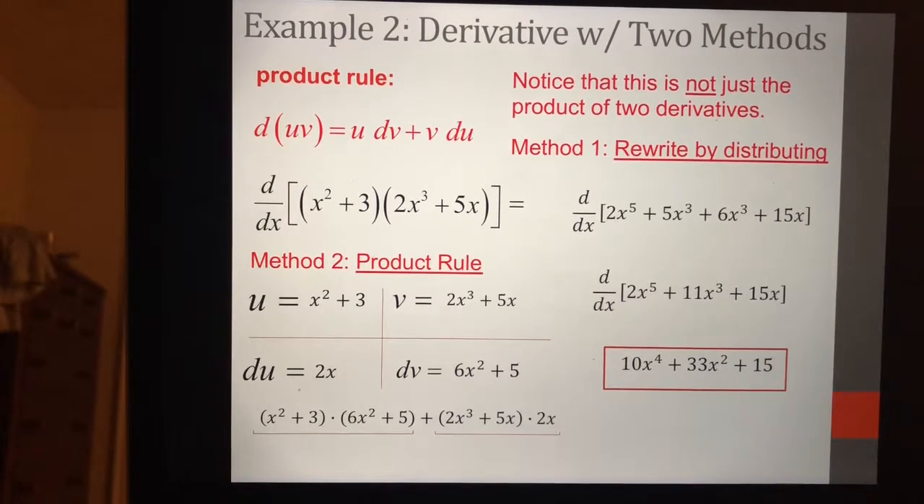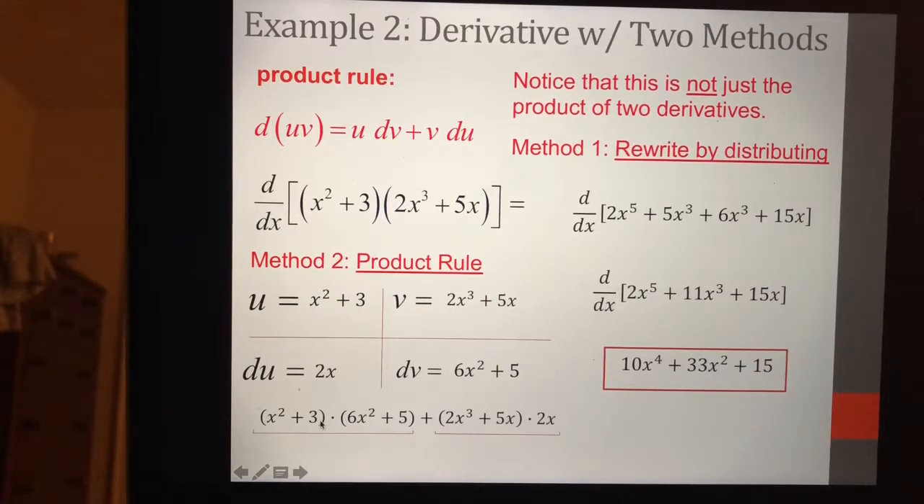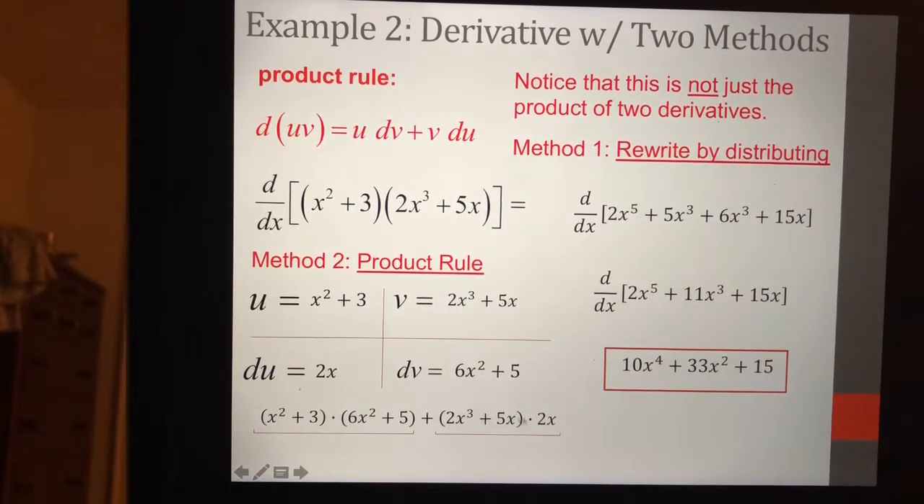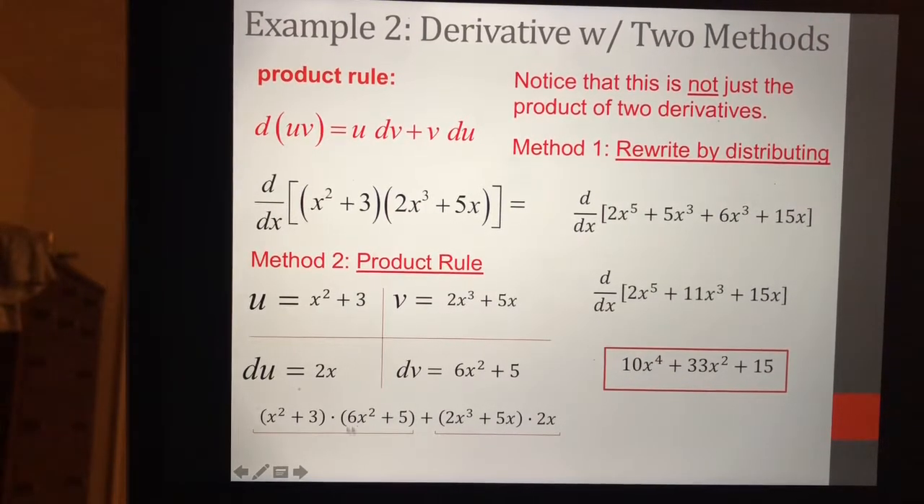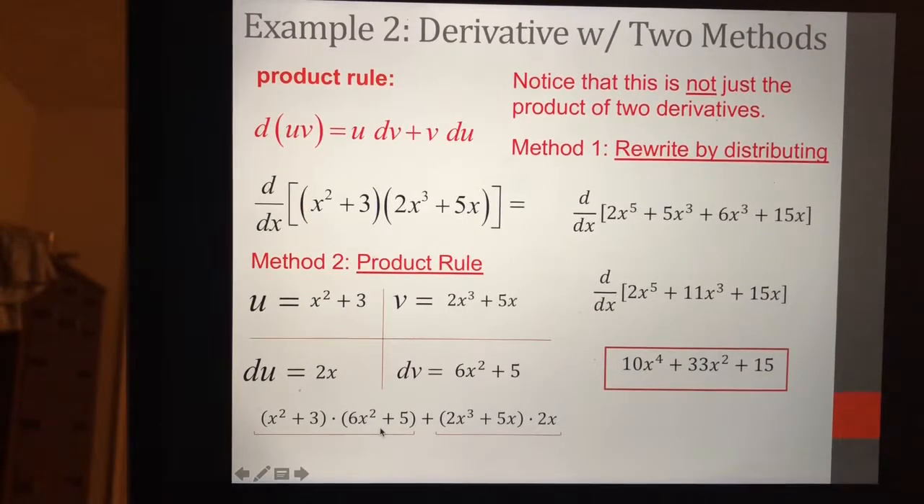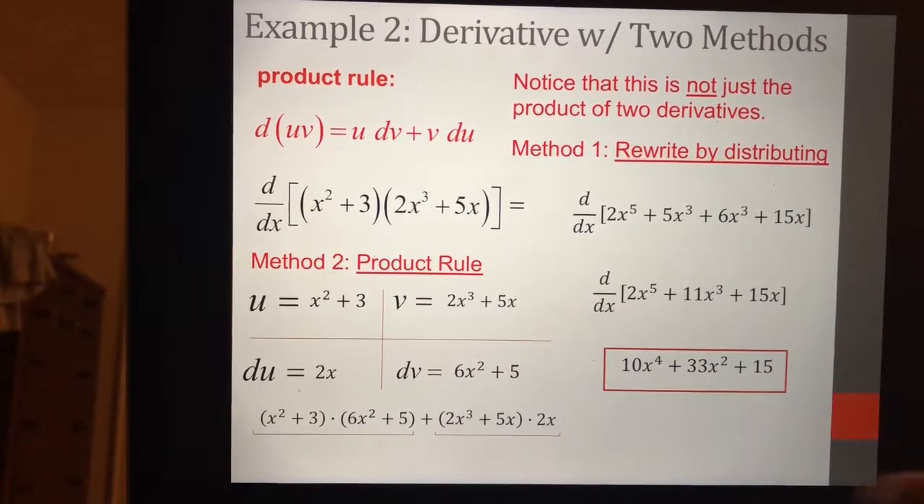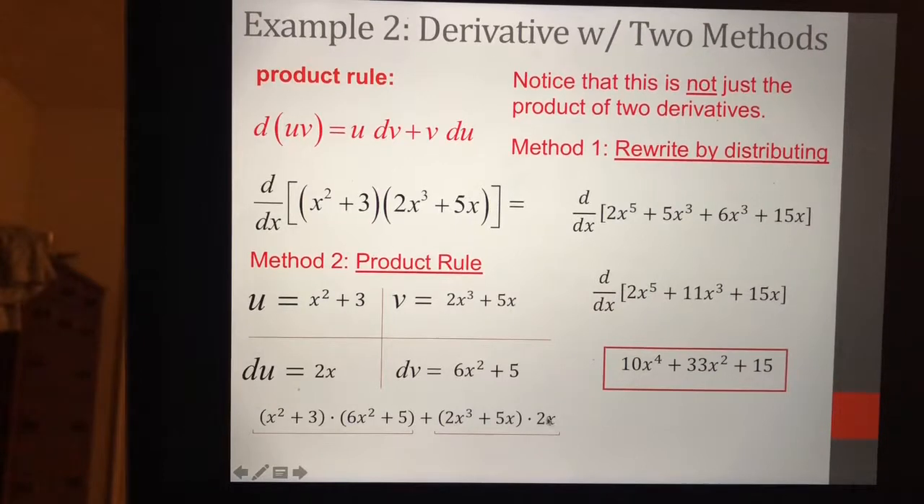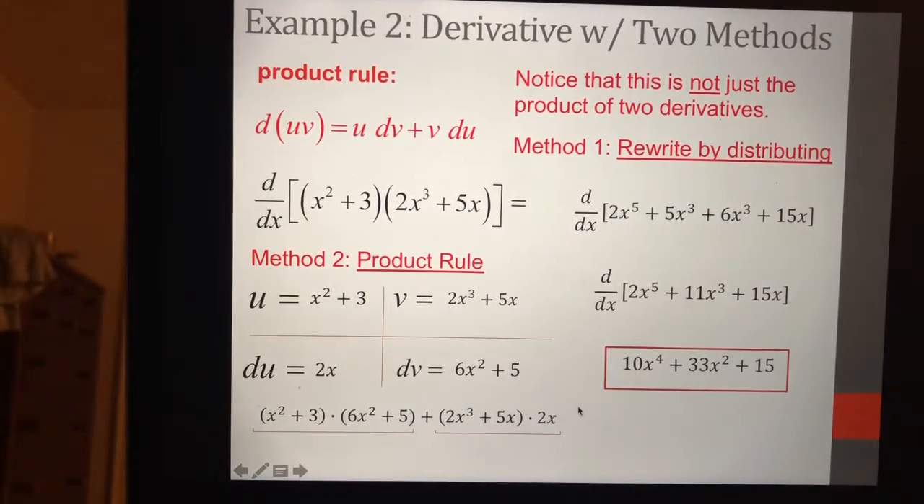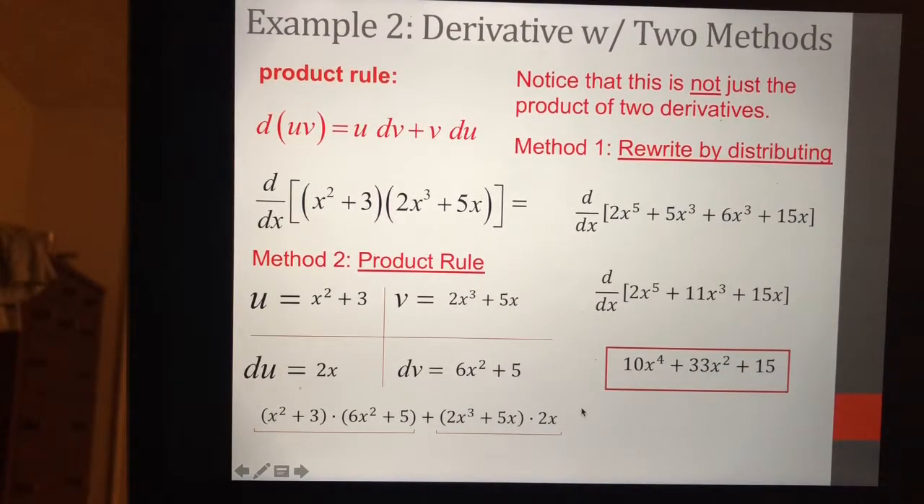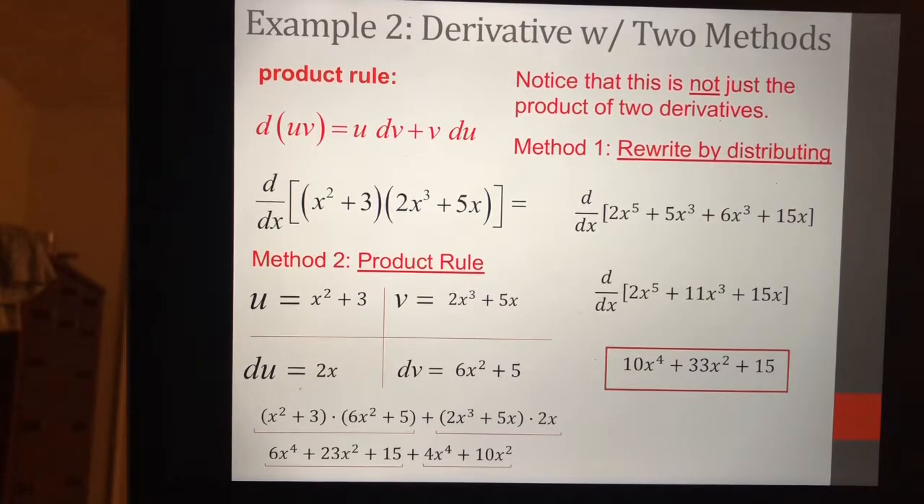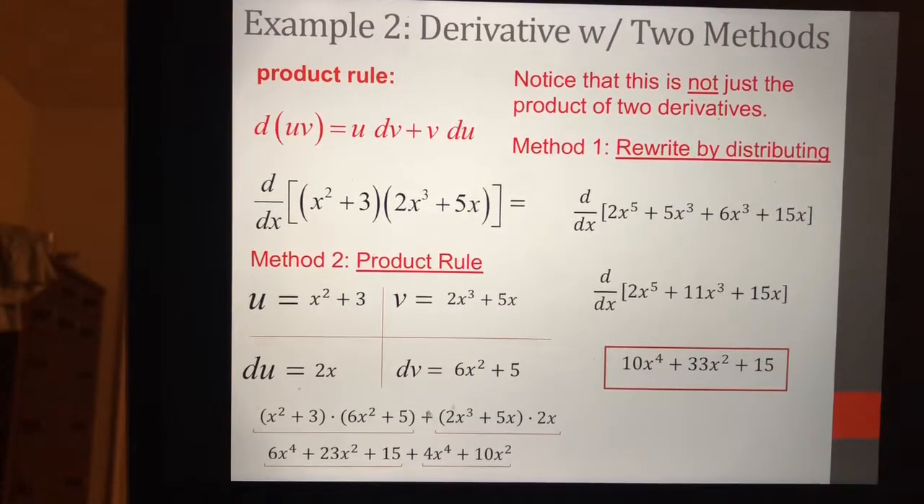All right, and here we are. This is u dv plus v du. Okay, so now this is a binomial times a binomial, so you're going to multiply that out. You'll get a trinomial, and then this you'll distribute the 2x through. Okay, so go ahead and write that. All right, and we're back. So you get 6x to the 4th plus 23x squared plus 15.